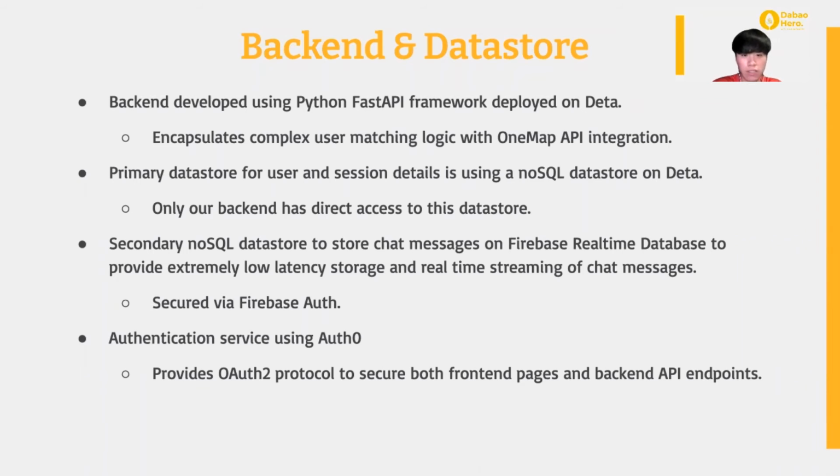Next is our secondary NoSQL data store. So we actually host this on Firebase Realtime Database. The reason why we have two data stores is because this Firebase Realtime Database is to provide low latency storage and real-time streaming of chat messages so that we can enable the chat functionality to work correctly. If we were to encapsulate this Firebase Realtime Database behind a backend service such as our FastAPI Python backend, the latency will be too high.